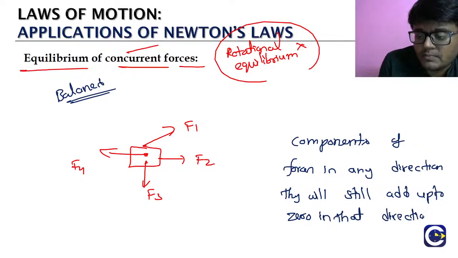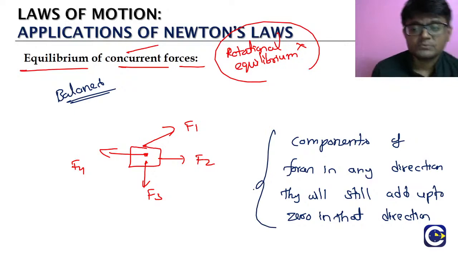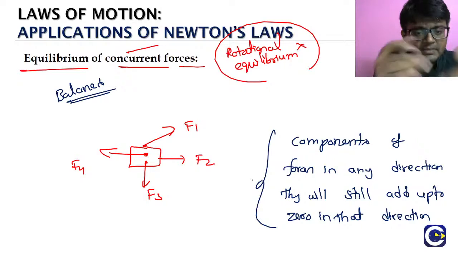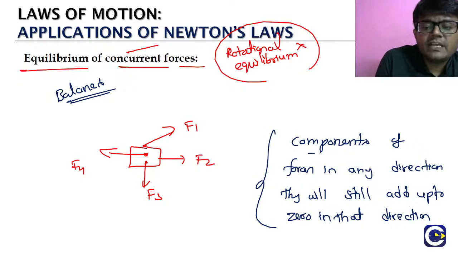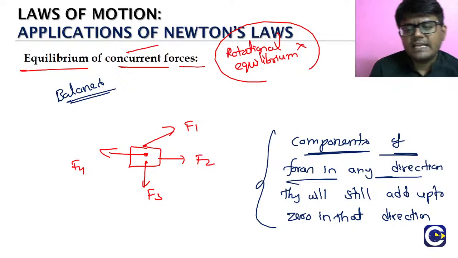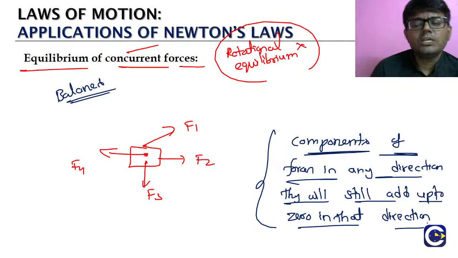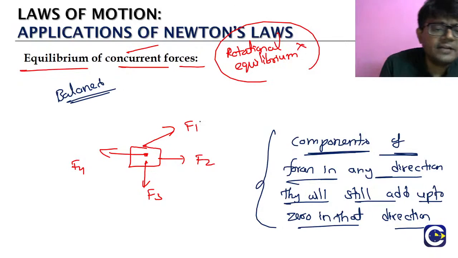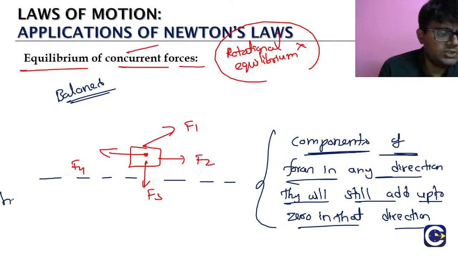Okay, so this is the concept we are going to use in these problems. What is it? There are four forces, but how do we bring in the correlation? We take the components of the forces in any direction, then they will be adding up to zero in that particular direction. Okay, so see, for example, I will choose the horizontal as one direction.